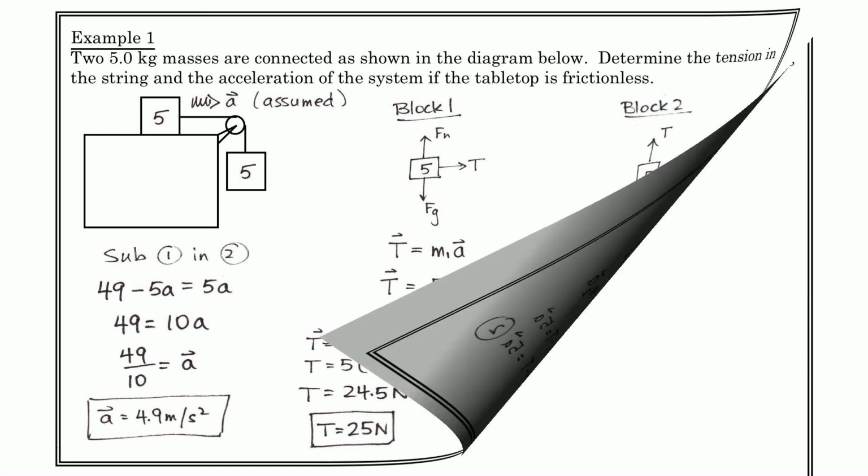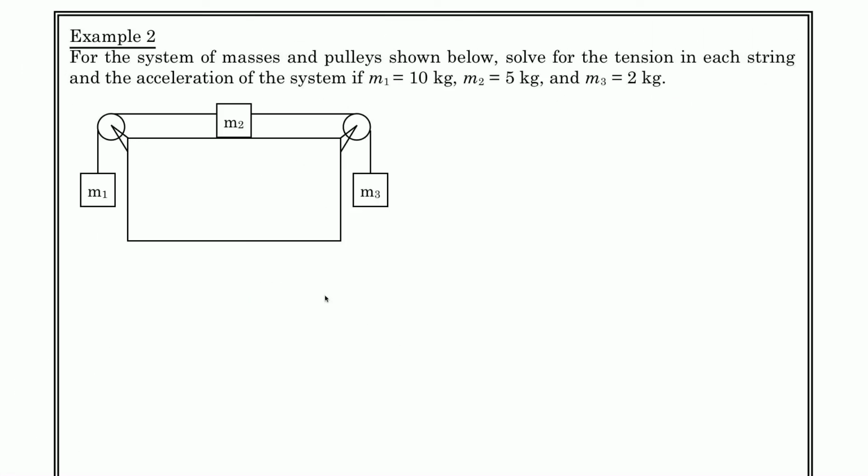Let's go to something a little bit more complex. Here is a system of masses and pulleys. We've got M1, M2, and M3, and we're going to solve for the tension in each of the two strings. There's one string here, and there's one string here.